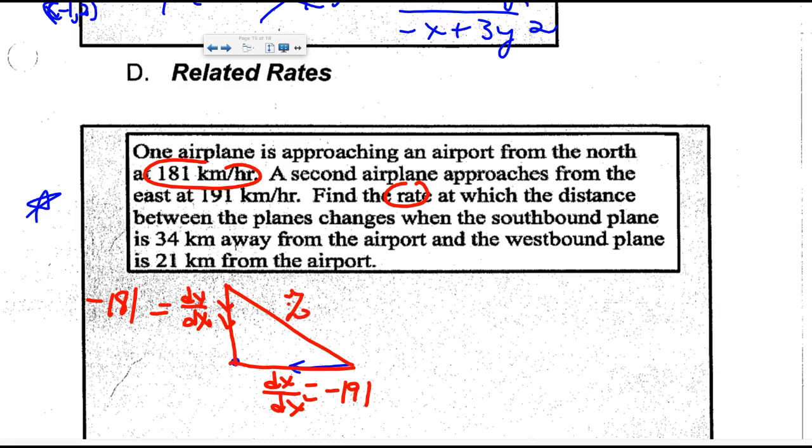Let's maybe call that distance z, or even capital D for distance is nice. I don't like z's, they look like 2's. So I'm looking for dD/dt at the instance when the southbound plane is 35 kilometers, so that would be y equals 35, and the westbound plane is 21.